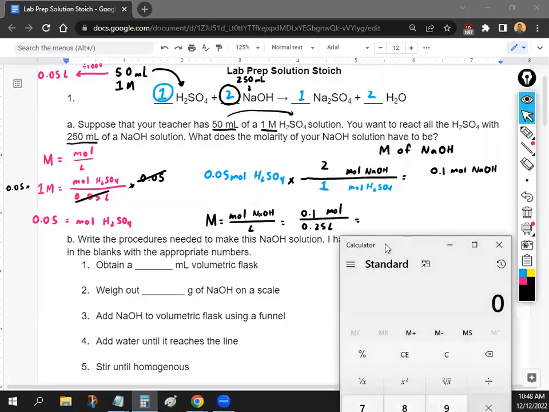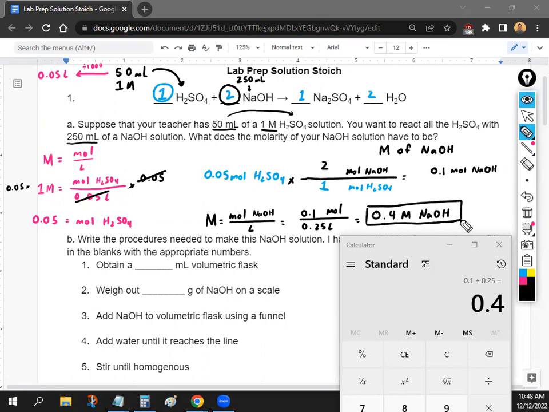Okay, so we're going to put 0.1 on the top, divide by 0.25, and that'll give you a final answer of 0.4. So your answer is going to be 0.4 molarity NaOH. So this is the strength or the concentration of the solution that you want to make.